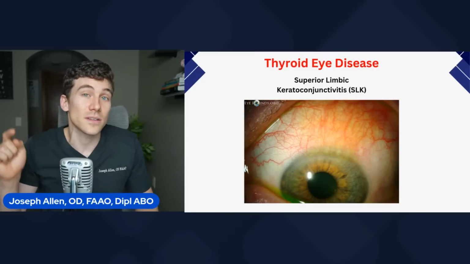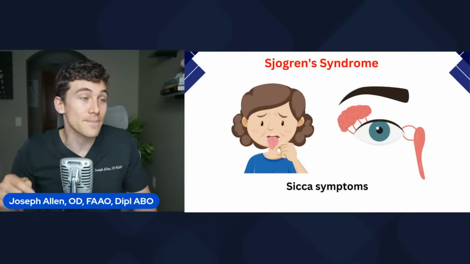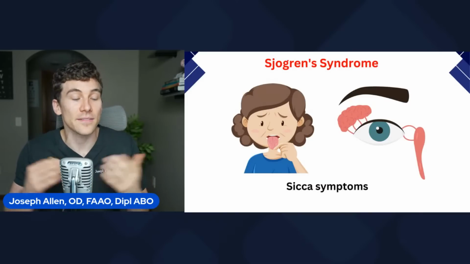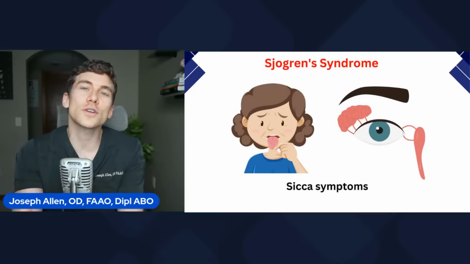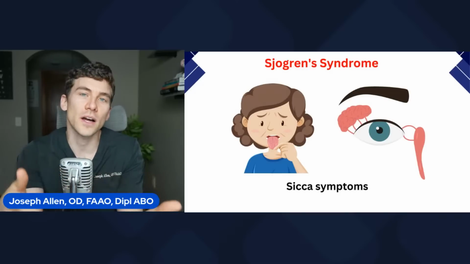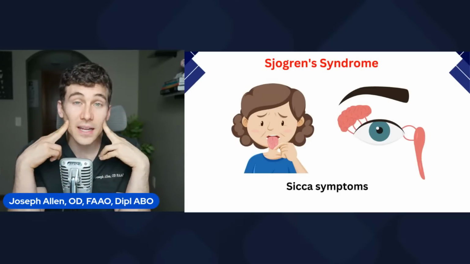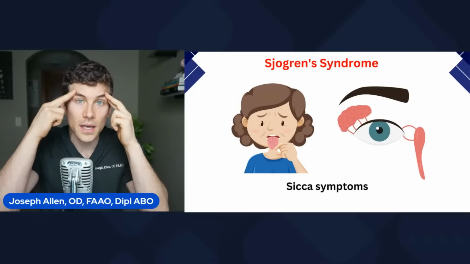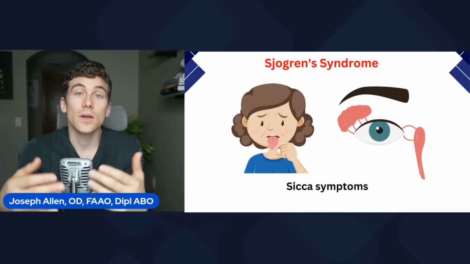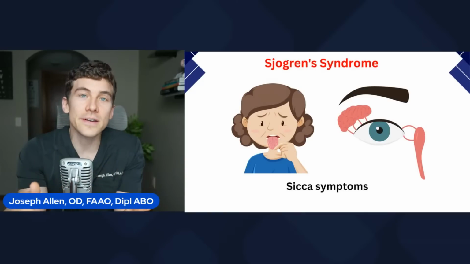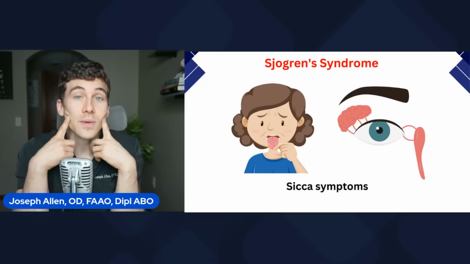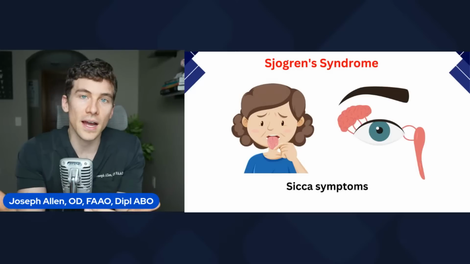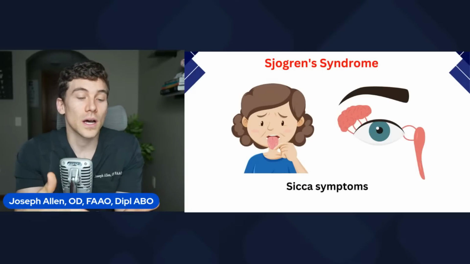But there is another autoimmune condition associated with SLK, and that's called Sjogren syndrome. Let me know in the comments or in the live chat if you've ever heard of Sjogren syndrome. Sjogren syndrome is an autoimmune attack on your parotid glands in front of your ear that create your saliva, as well as your lacrimal glands that produce your tears. So this is an autoimmune condition that results in very severe dry eyes, and because you're not making much saliva, also dry mouth.